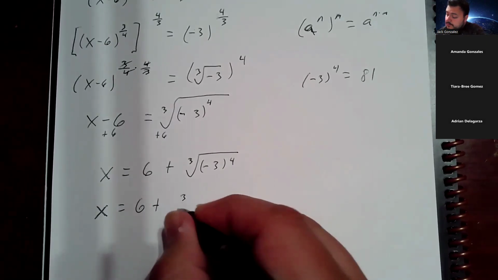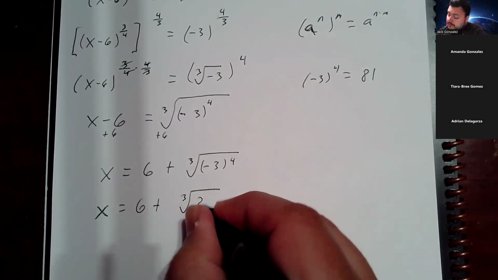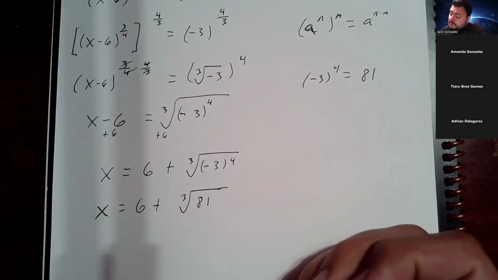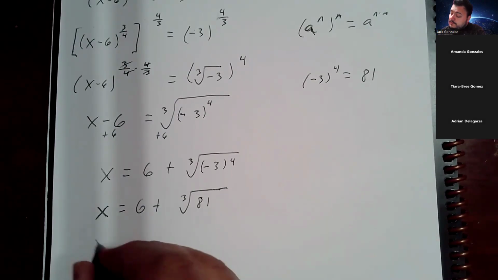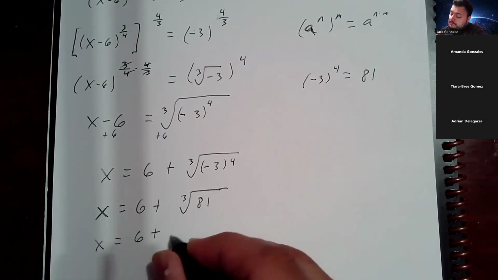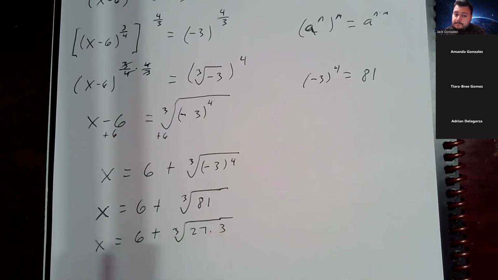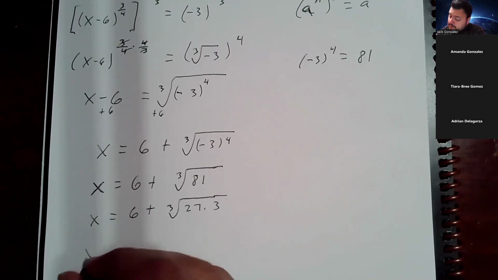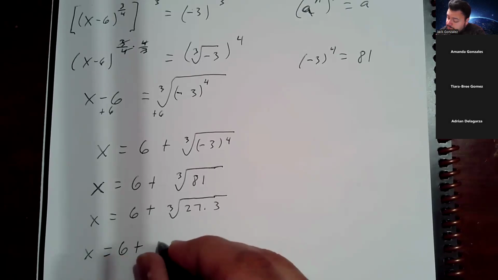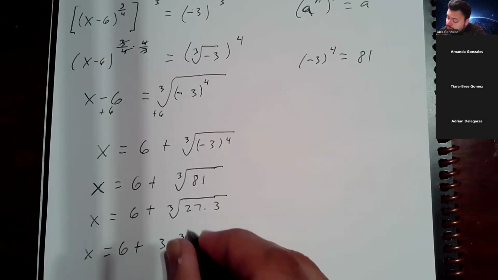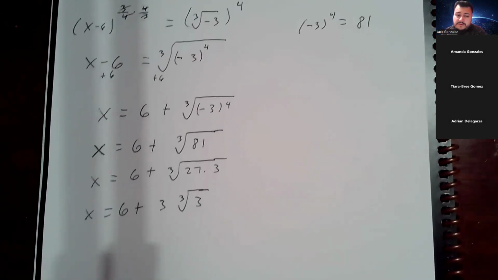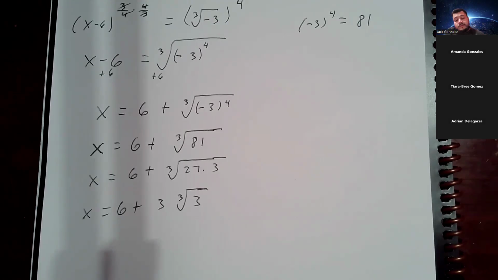So 81 doesn't have a cube inside of it, but we know, we just said it, that there's a 27 in there. So it comes out as 3 times the cube root of 3. That's the most simplified we're going to get. As you can see, it's whatever, right? But we still have to test it.